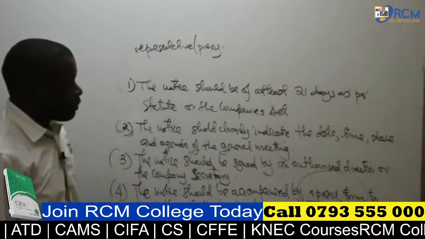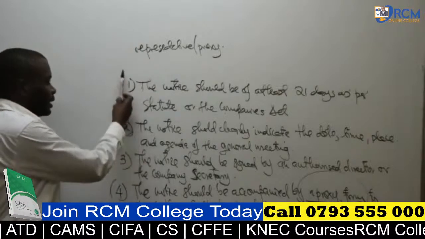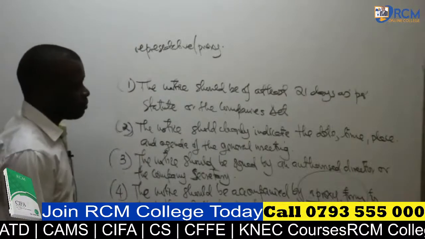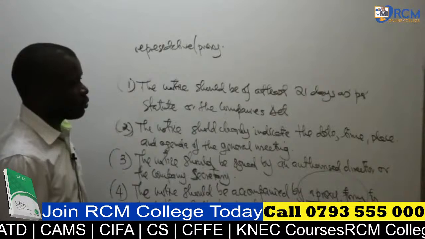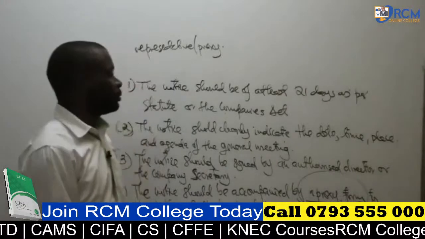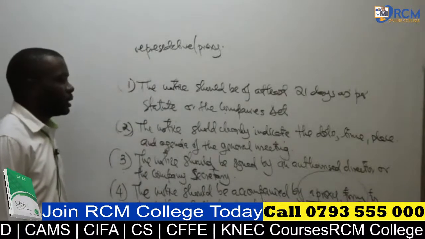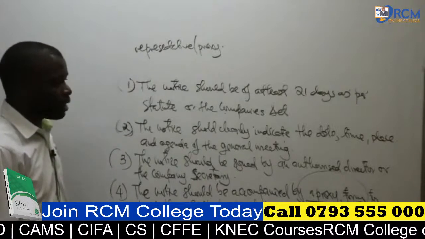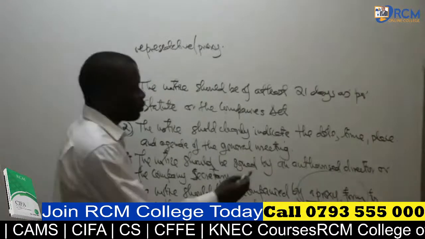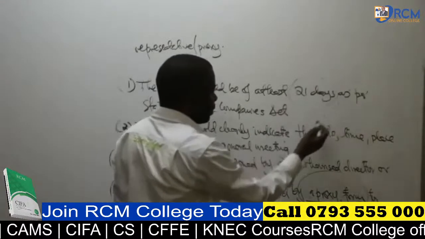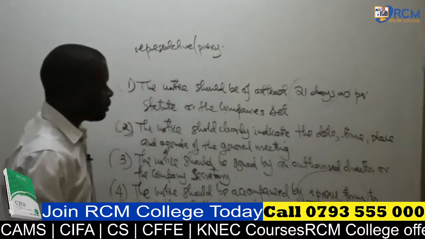These are the requirements of any notice convening a meeting, in whatever form the company is using to convene it, whether in a newspaper or a radio announcement. They should ensure that they are doing those announcements within a time limit of 21 days before the meeting.